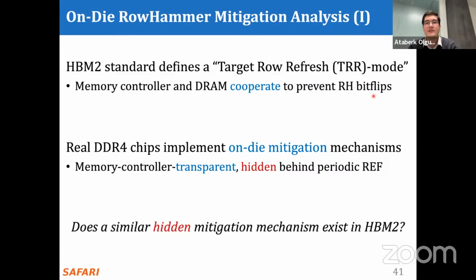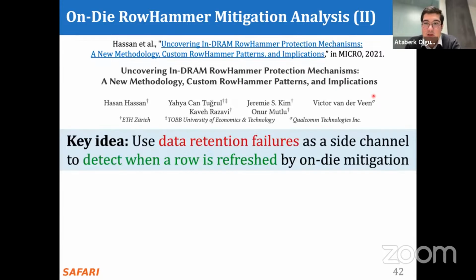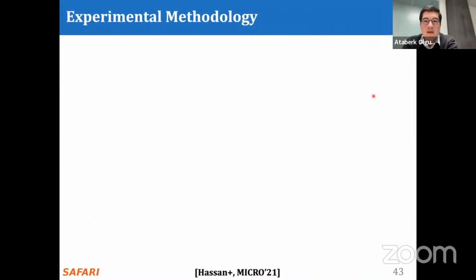Now we want to understand if a similar hidden mitigation mechanism exists in our HBM2 DRAM chip. And we use the methodology that was presented in this paper, where the key idea is to use data retention failures as a side channel to detect when a row is refreshed by the on-die mitigation mechanism. And we reuse the source code that's publicly available on this GitHub page for our analysis. Now I'll expand on the key idea.